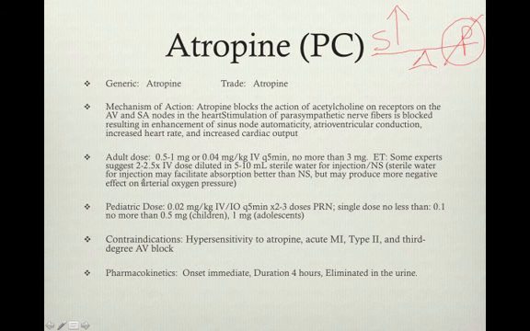Adult dose of atropine, 0.5 to 1 milligram, or 0.04 milligrams per kilogram. Some experts suggest 2 to 2.5 times the IV dose if we have to go down the tube. Pediatric dose, 0.02 milligrams per kilogram, IV/IO, every 5 minutes, 2 to 3 doses. Contraindication: hypersensitivity to atropine, any kind of second or third degree AV block. Pharmacokinetics: onset is immediate, duration is about 4 hours, and it is eliminated in the urine.